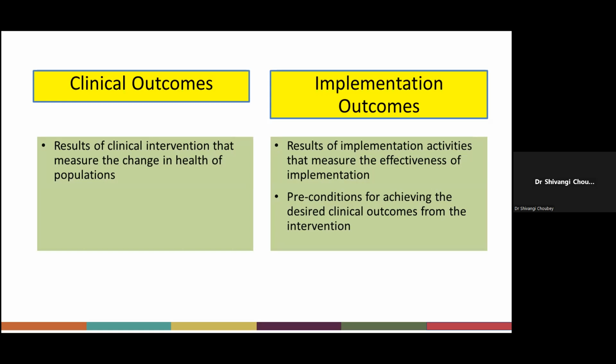In the implementation outcomes, you will not focus more on the clinical outcomes, but on the result of implementation activities, the strategies which you have used. Those outcomes will measure the effectiveness of the implementation. So they will serve as the preconditions for achieving the desired clinical outcomes. Like what are the strategies you have used to make these interventions successful?